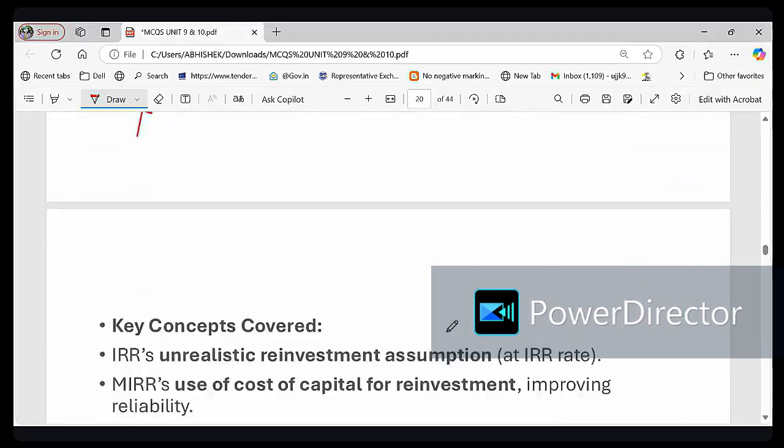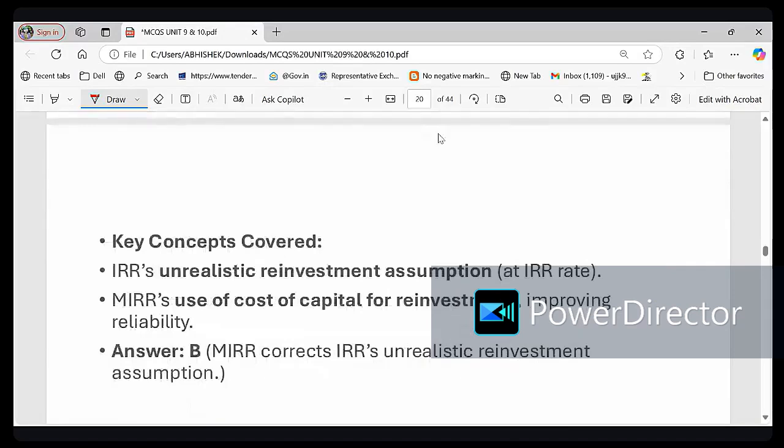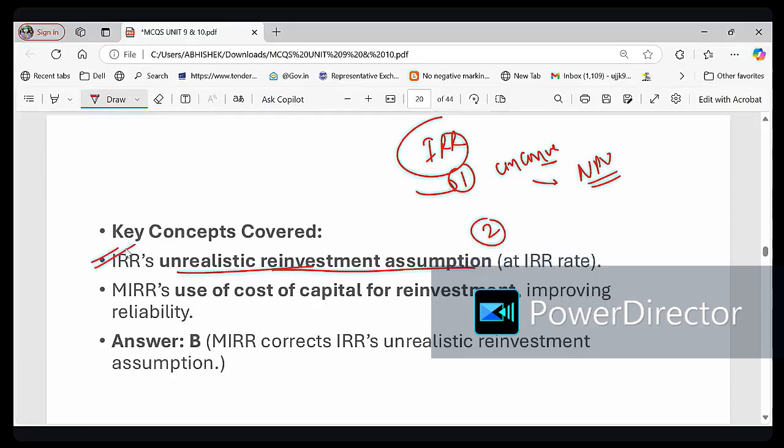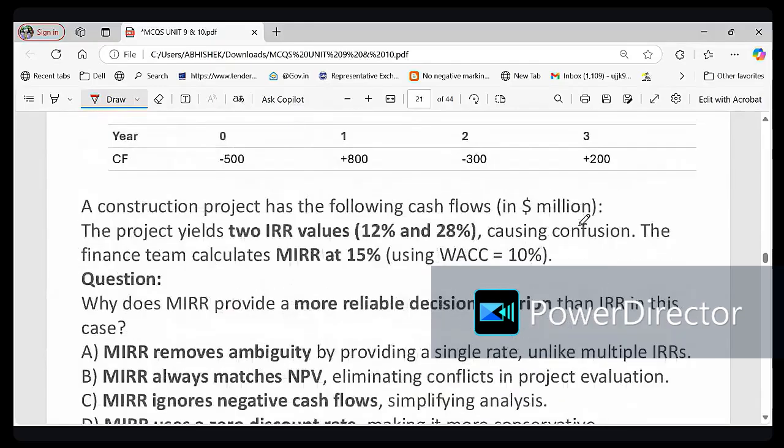Now let's look at one more concept. Till now we have discussed two limitations of IRR. The first limitation was in the case of unconventional cash flow in the previous question, where NPV always works better. And the second we have just discussed, the unrealistic reinvestment assumption. This is one of the limitations of IRR, right? Now let's look at this particular case.